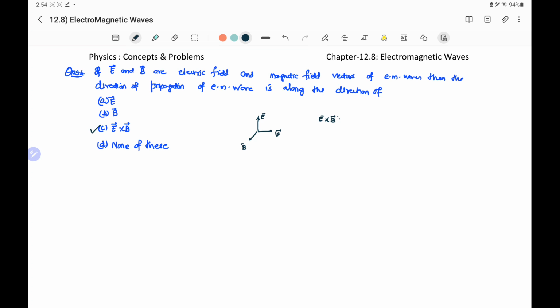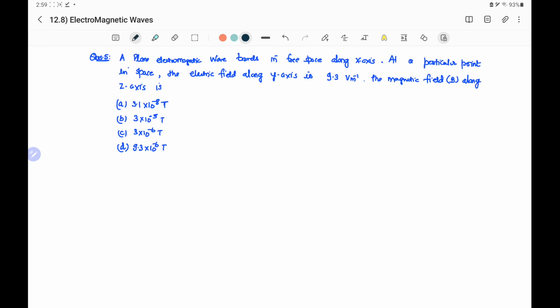Option C is the correct option. Next question is, a plane electromagnetic wave travels in free space along the x-axis. At a particular point in space, the electric field along the y-axis is 9.3 volt per meter. The magnetic field B along the z-axis is.